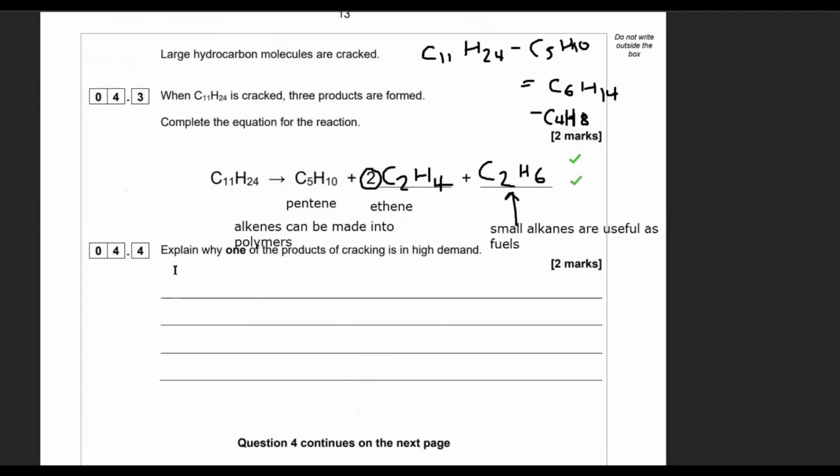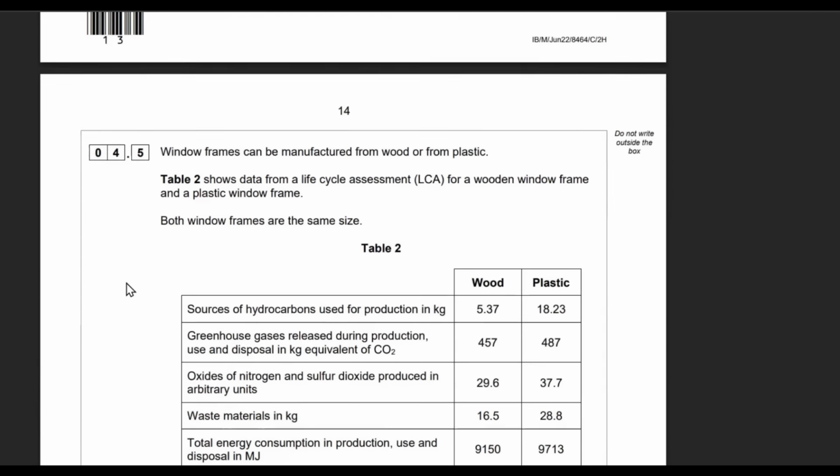So I'm going to explain one. I'm going to say alkenes can be made into polymers, and just in case the examiners are getting arty-farty, I'm going to put plastics. Now I could have said small alkanes like ethane are useful as fuels because they burn easily, but I decided not to. It asked for only one, so I'm just giving them one. There we go. Bosh.